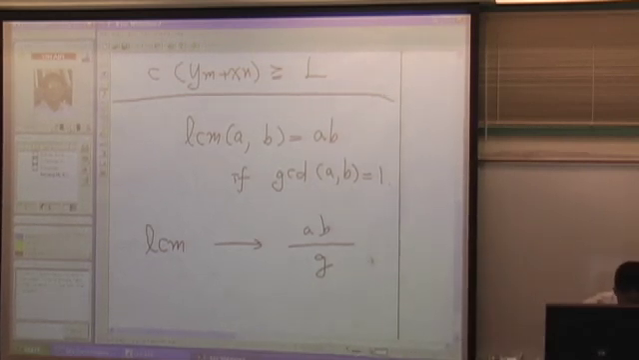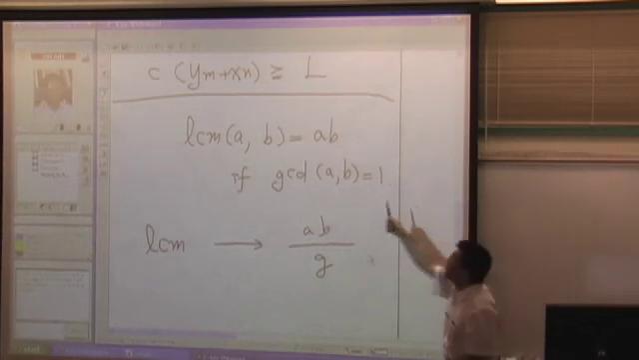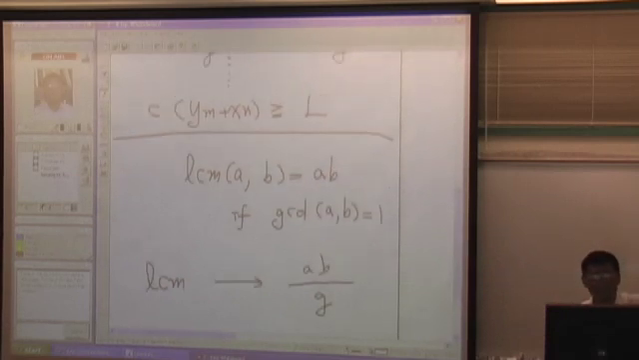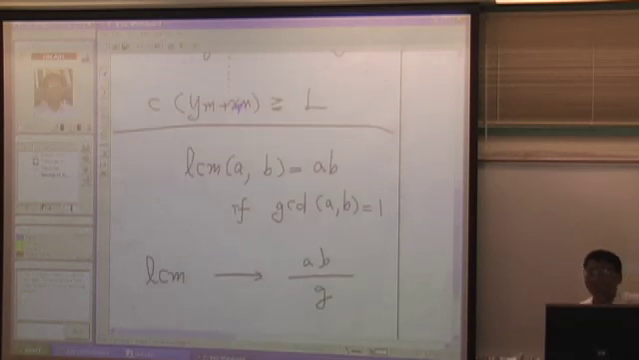Then what else? Roughly this is it. So the only thing missing is proving that any common multiple is greater than or equal to L, and to show that, I should show that this is 1. But I didn't. Yes? GCD of X and Y is equal to 1. Right. So that's that kind of thing.